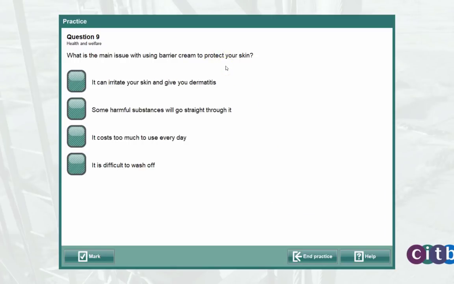What is the main issue with using barrier cream to protect your skin? It can irritate your skin and give you dermatitis. Some harmful substances will go straight through it. It costs too much to use every day. It is difficult to wash off.